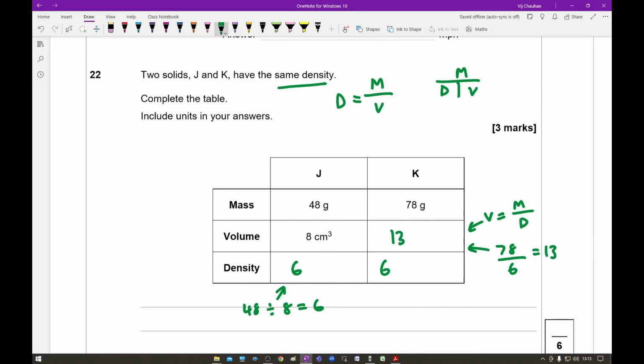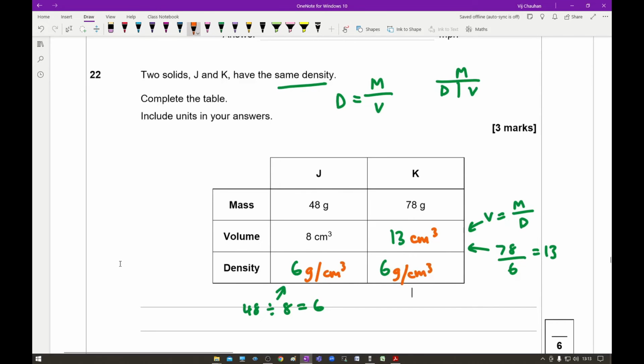Now all that's left for me to then do is write down the units. Now the units for the volume is going to be in centimetre cubed. Now looking at the density, it's going to be mass first, and the mass is measured in grams. And that's over the units of the volume, which in this case is centimetre cubed.